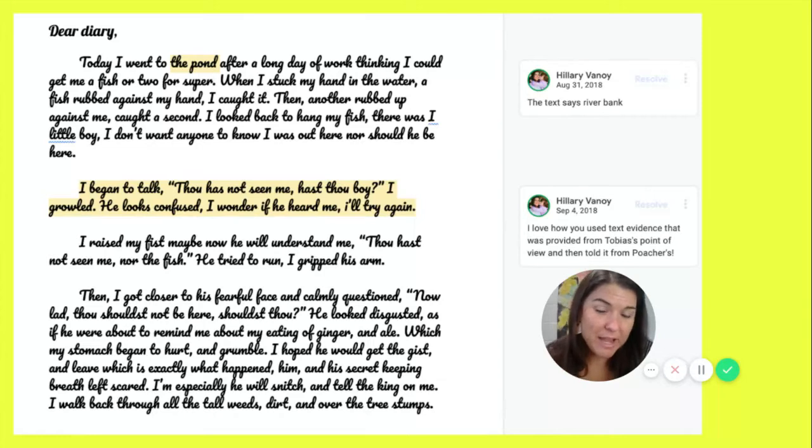It was actually the riverbank. So make sure you get those details that are told explicitly in the text right. Notice how this writer has different paragraphs. They have quotation marks, which means that they have either thoughts that are written out or dialogue that is.